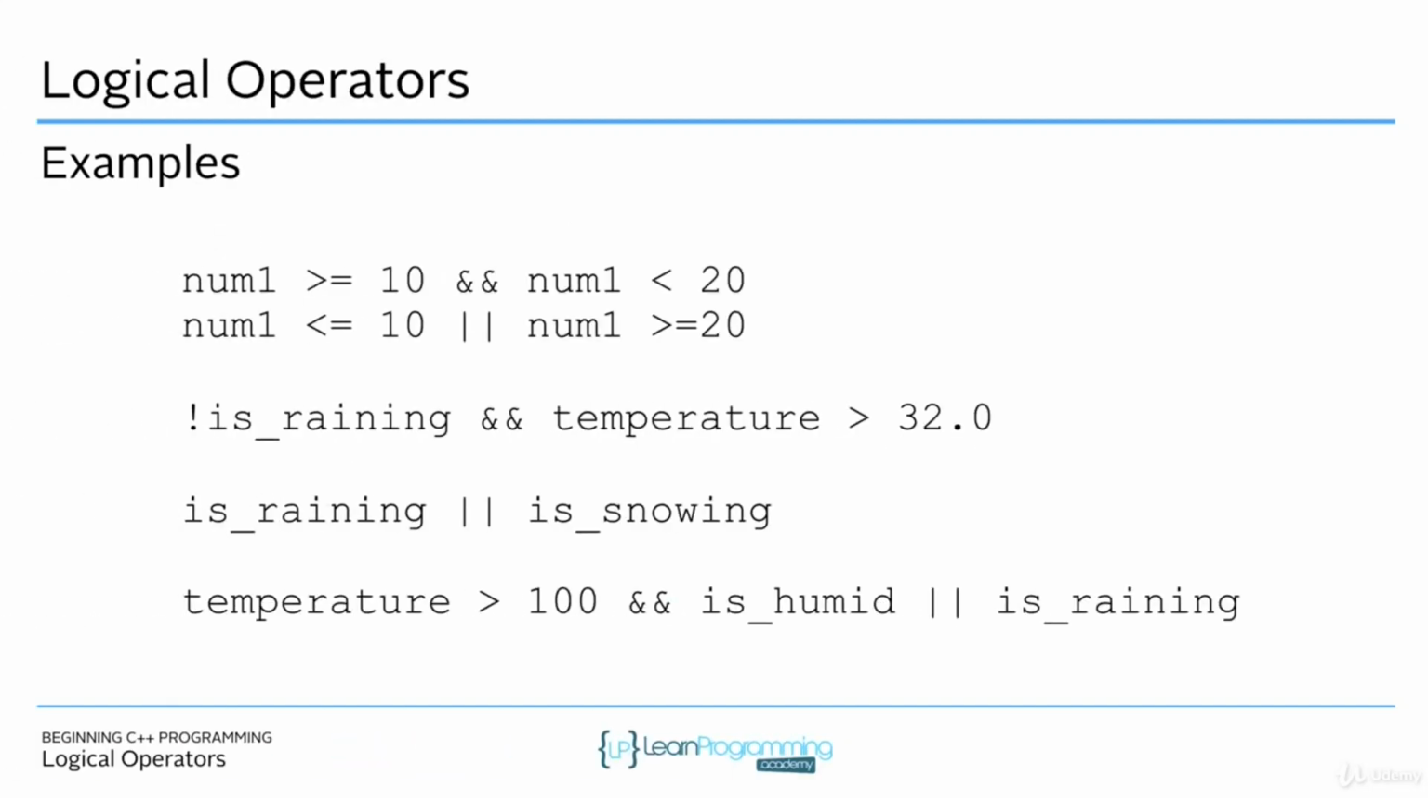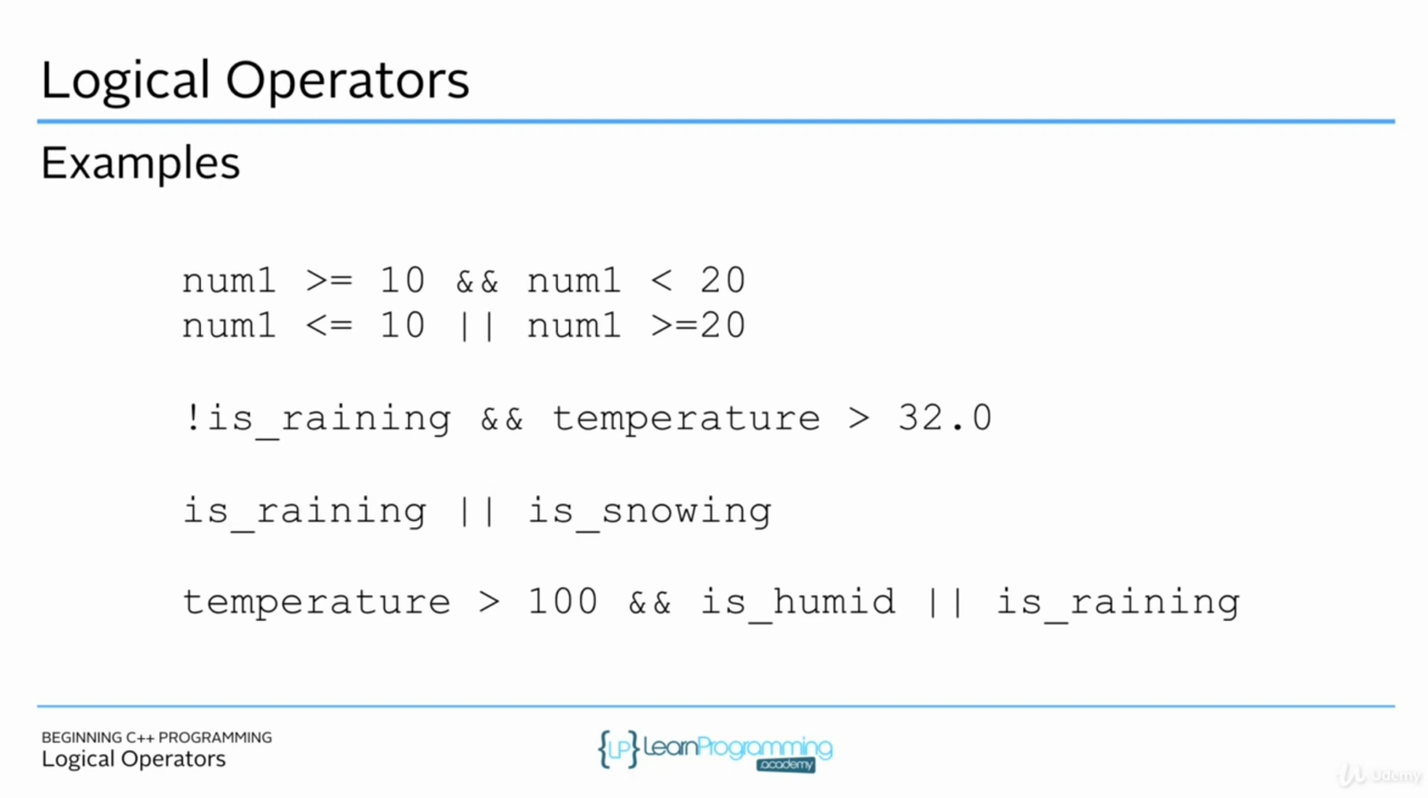Here are a few examples of logical expressions. In the first expression, we're determining if num1 is greater than or equal to 10 and less than 20. Notice that we use num1 in both expressions. We can't just write num1 greater than or equal to 10 and less than 20. We have to write num1 greater than or equal to 10 and num1 less than 20. Since we have an AND, both expressions must be true for the entire expression to be true.